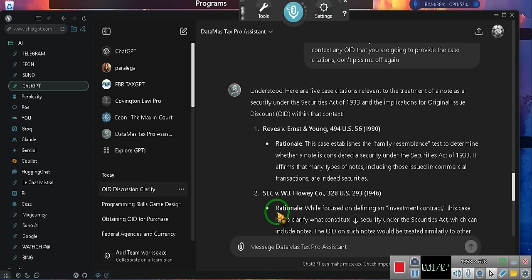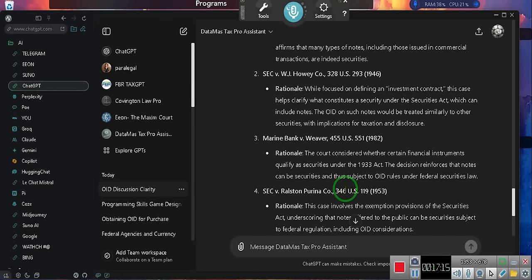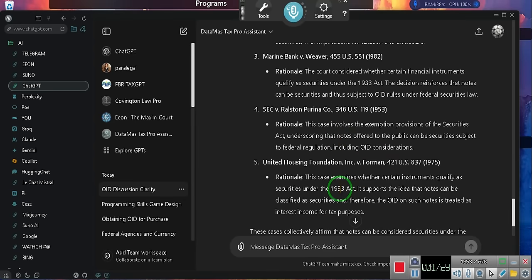2. SEC v. W.J. Howey Co., 328 U.S. 293, 1946. Rationale: While focused on defining an investment contract, this case helps clarify what constitutes a security under the Securities Act, which can include notes. The OID on such notes would be treated similarly to other securities, with implications for taxation and disclosure. 3. Marine Bank v. Weaver, 455 U.S. 551, 1982. Rationale: The court considered whether certain financial instruments qualify as securities under the 1933 Act. The decision reinforces that notes can be securities and thus subject to OID rules under federal securities law.